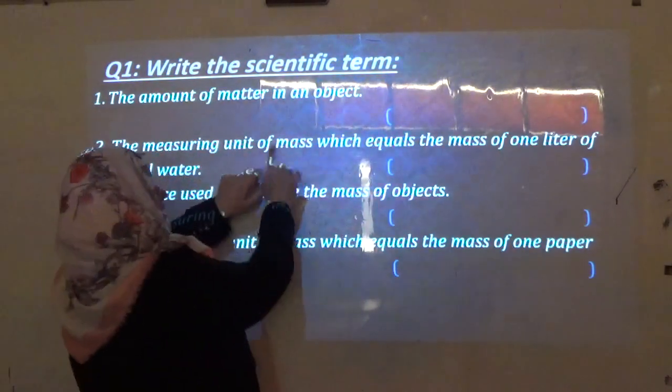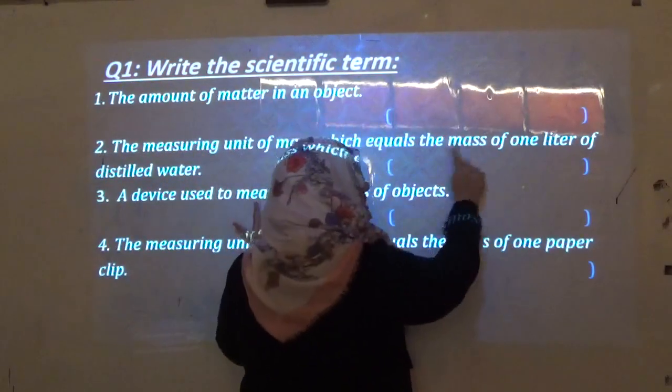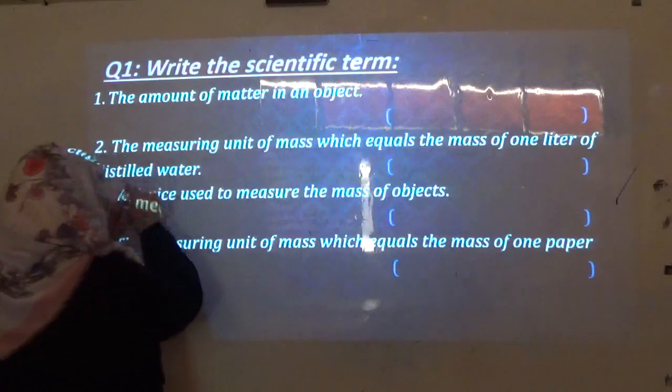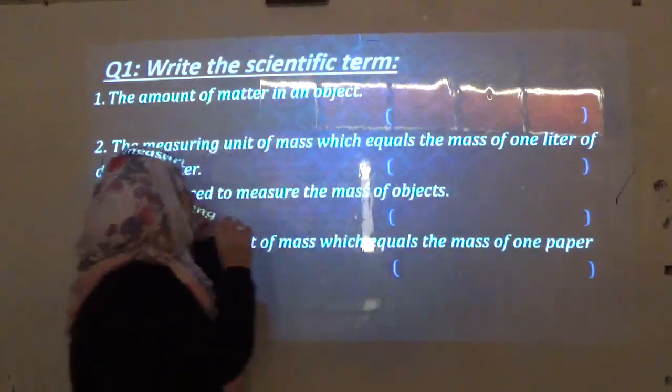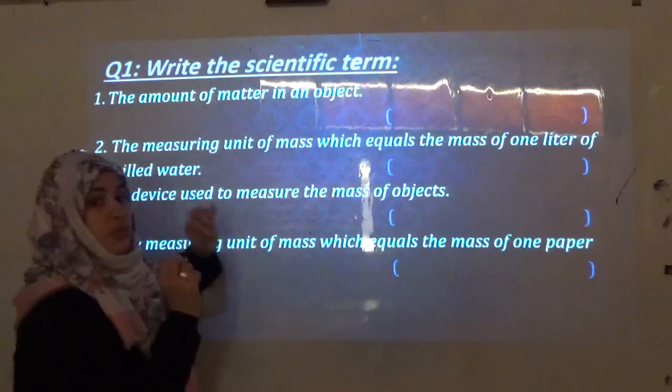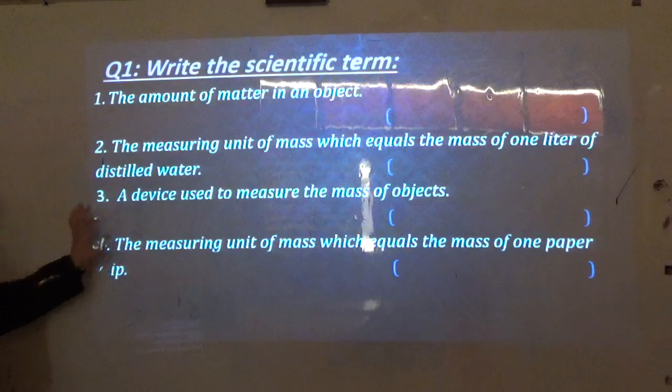The measuring unit of mass may be, as I said before, gram or kilogram, but this unit equals the mass of 1 liter of distilled water. Because we said this unit is equal to the mass of 1 liter of distilled water, it will be kilogram.